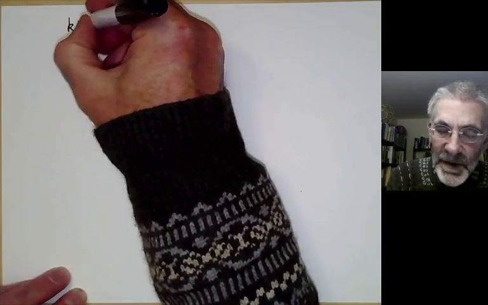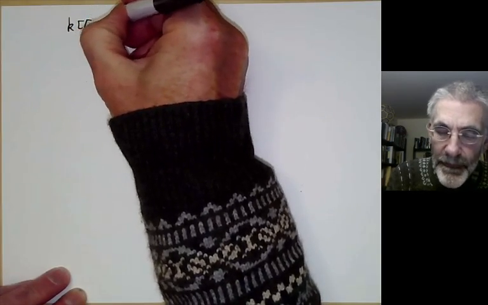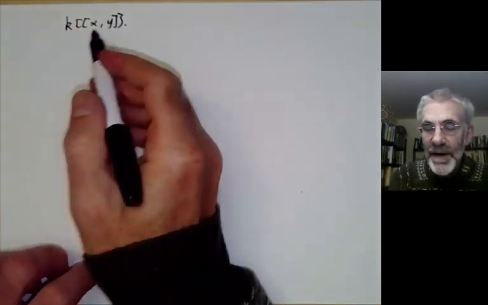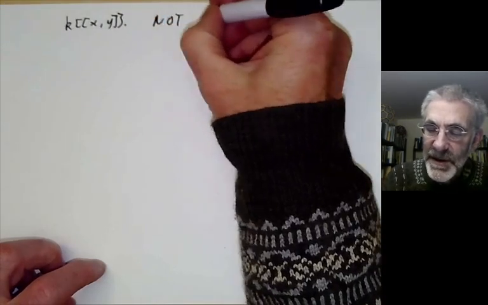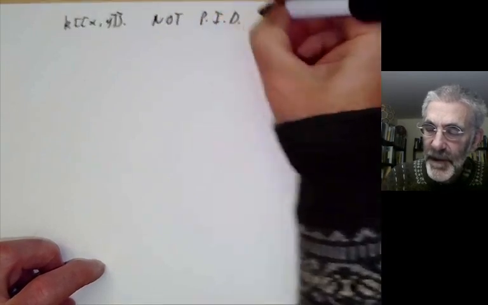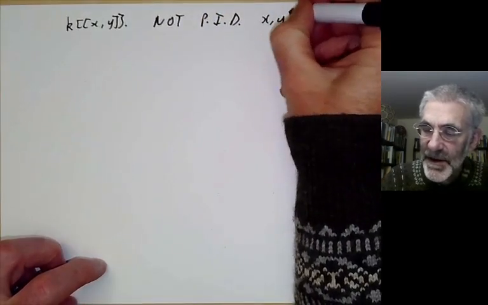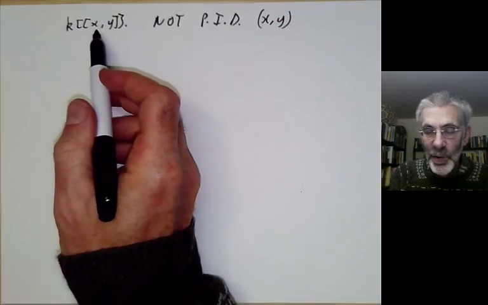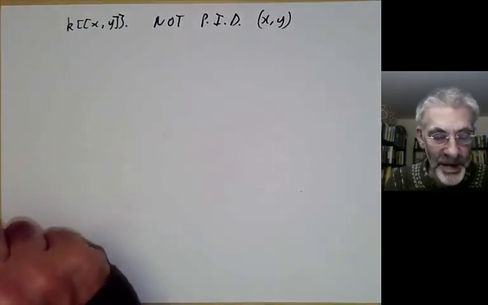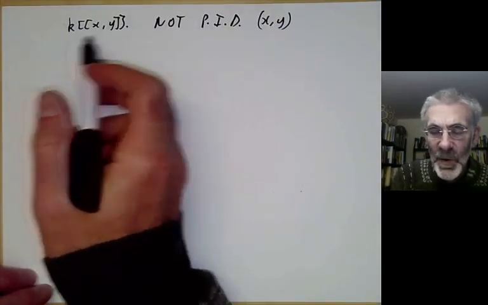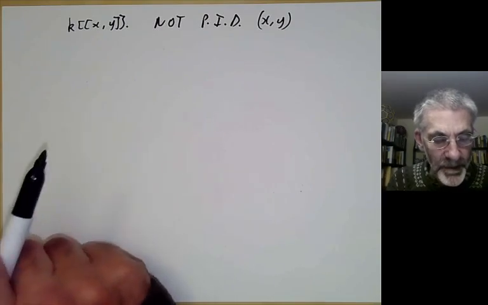Now let's have a look at formal power series in two variables. Well, here this is not a principal ideal domain because it has non-principal ideals generated by, say, x and y, all power series with zero constant term. And in fact, the ideals of this get quite complicated.